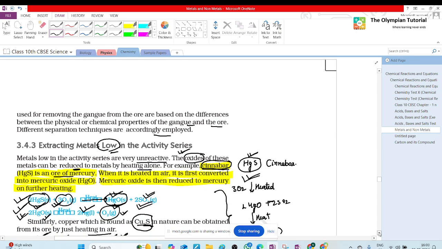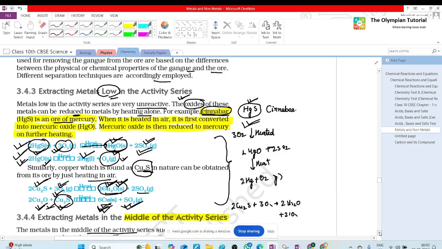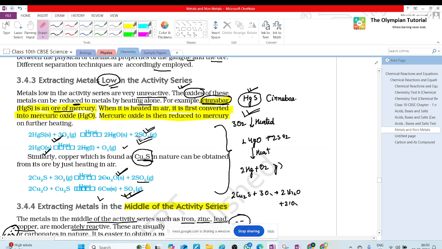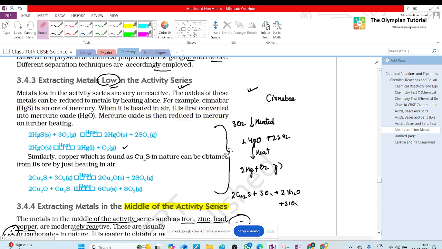Extracting metals low in the activity series. Metals low in the activity series are very unreactive. The oxides of these metals can be reduced to metals by heating alone. For example, cinnabar, HgS, is an ore of mercury. When it is heated in air, it is first converted into mercuric oxide. Mercuric oxide is then reduced to mercury on further heating.